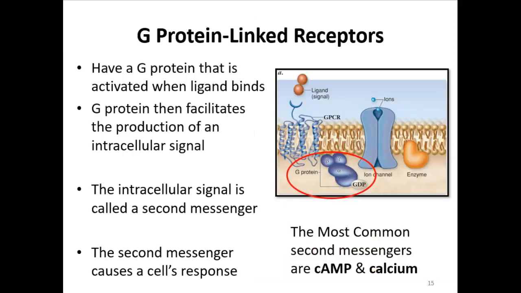Now for some specific examples of G protein linked receptors, I'd like to go over how an intracellular message is generated. So G protein linked receptors are linked to a G protein that facilitates the production of this intracellular signal. The intracellular signal is a second messenger which causes the cell's response. The most common second messengers are cyclic AMP and calcium.